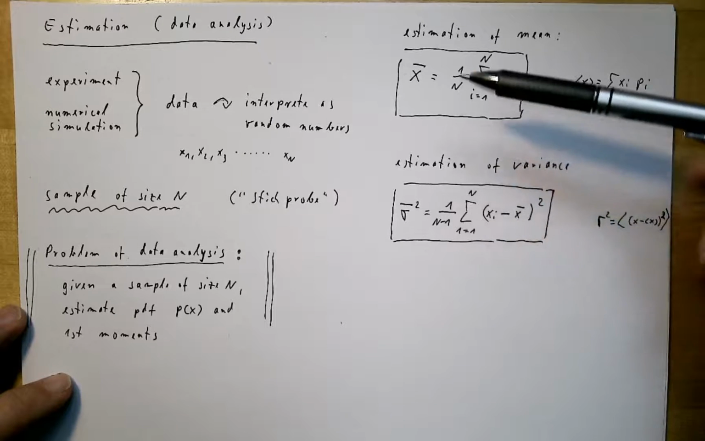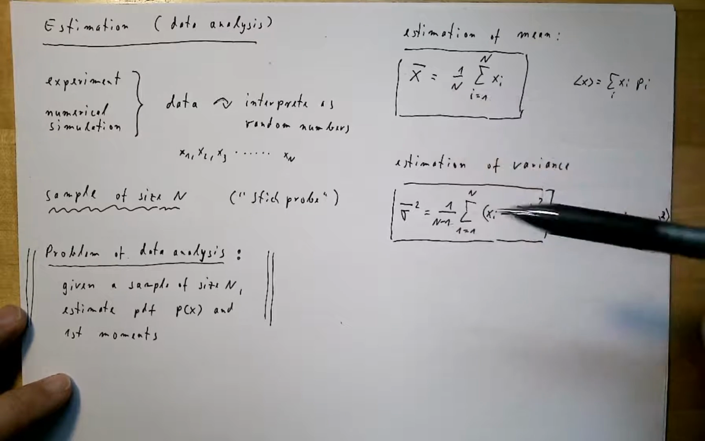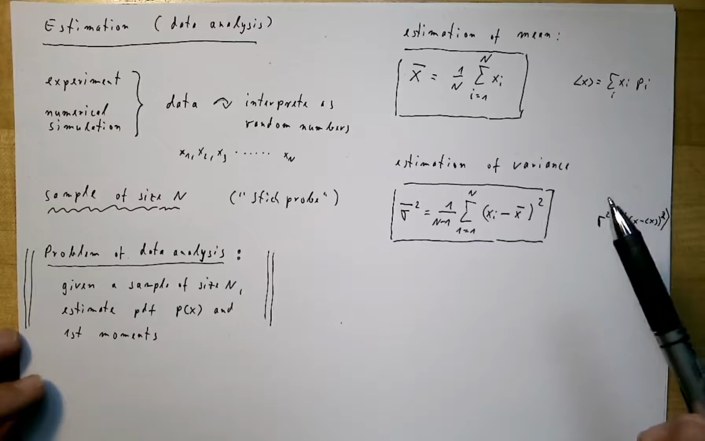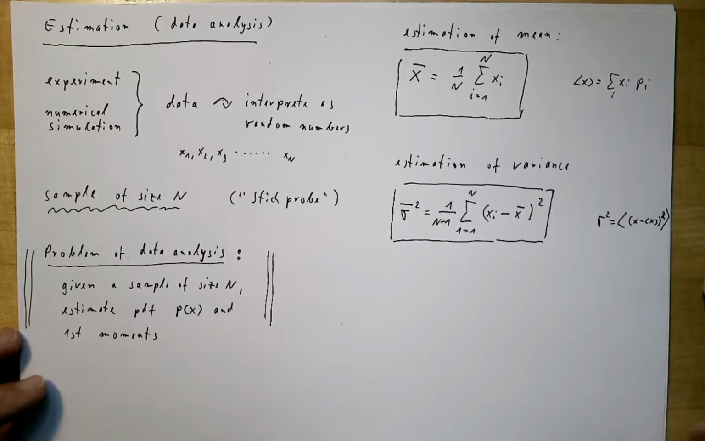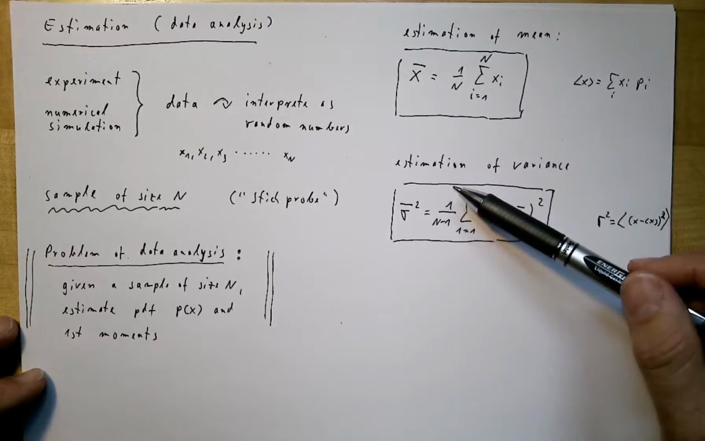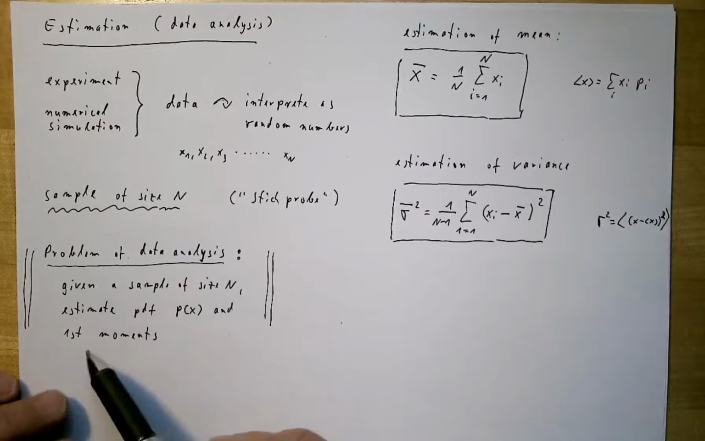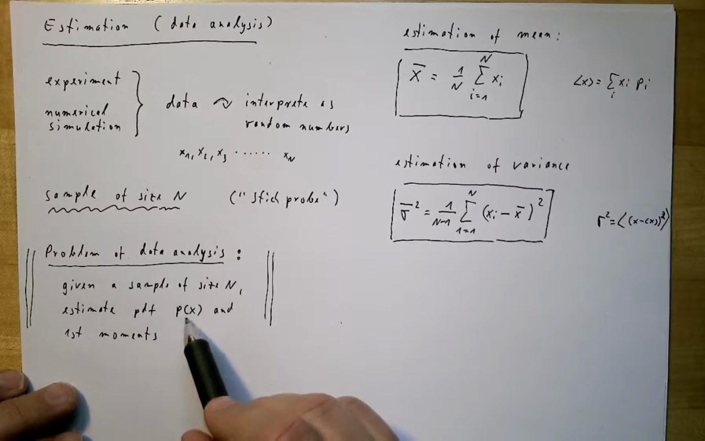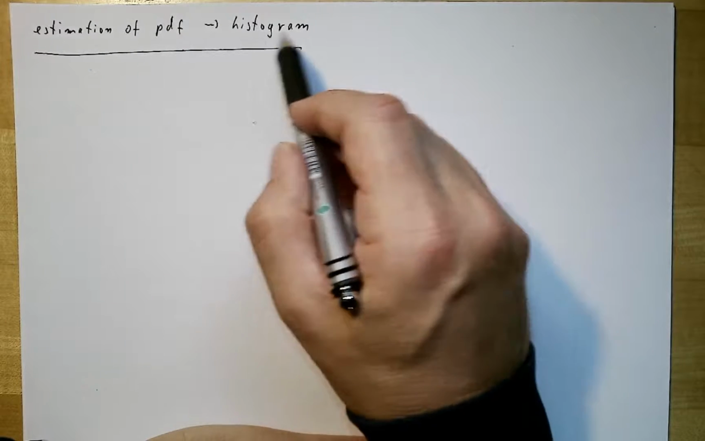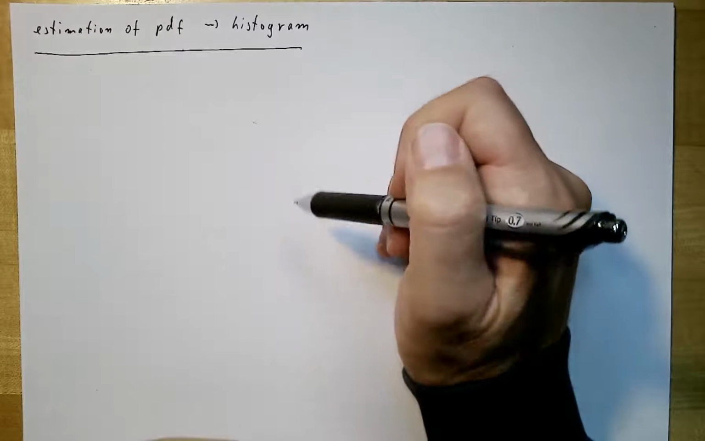We have some data, and with this we can calculate mean and variance, and if you take the square root of the variance, we have the standard deviation. So that's how to calculate, or estimate, the first moments. How can we estimate the PDF itself? In order to estimate the PDF, we need to calculate a histogram, a computer histogram.